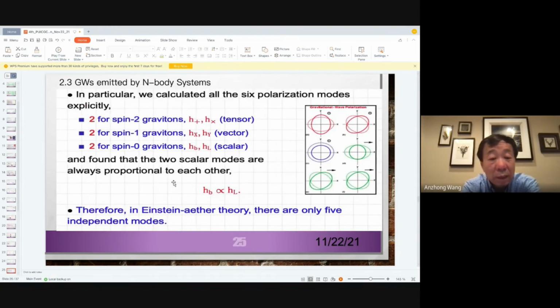The only difference is that the 2 scalar modes are not independent. They are linearly connected. So that's why we have a total of 5 independent modes: 2 for the spin 2 graviton, 2 for spin 1, and 1 for spin 0. So 6 modes, but only 5 independent.